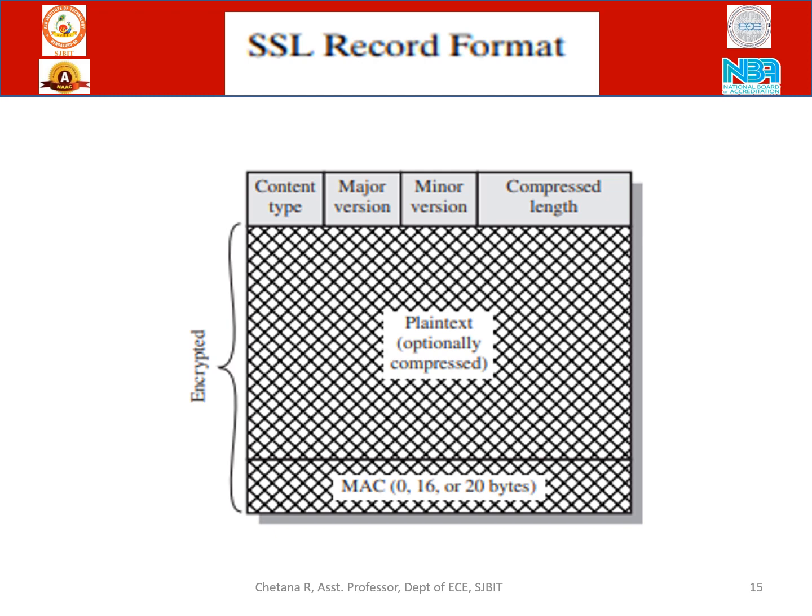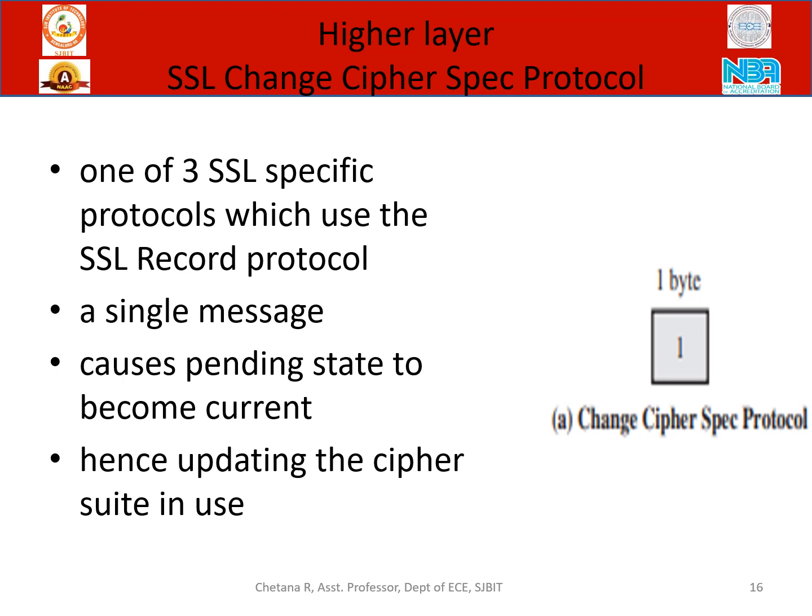This is 8 bits, this is 8 bits, this is 8 bits and this is 16 bits. Content type tells you which of the four higher layer protocols it is, like the alert protocol, change cipher spec protocol, handshake or the data itself. So this is how the information goes. This is all about the lower layer protocol, and now we will look into the higher layer SSL change cipher spec protocol. In the higher layer you have 4 different types, and this is of 1 byte.